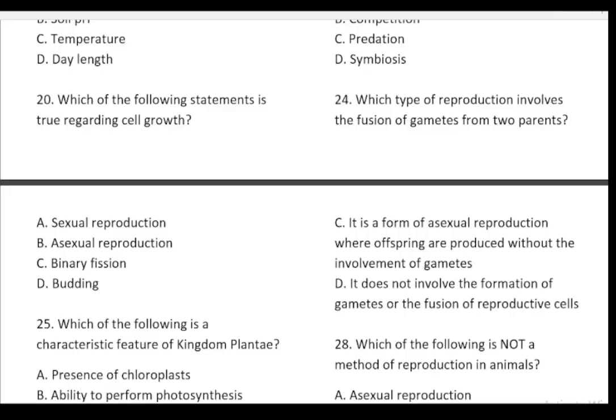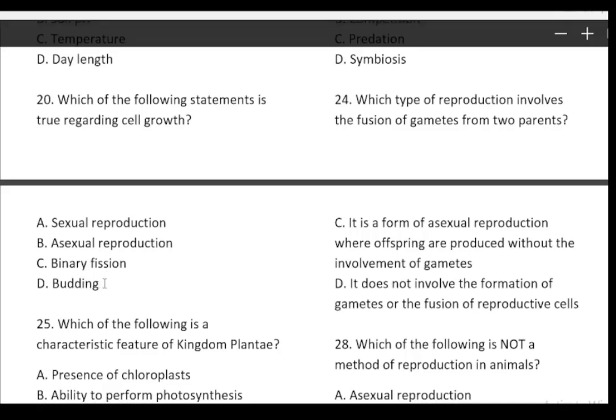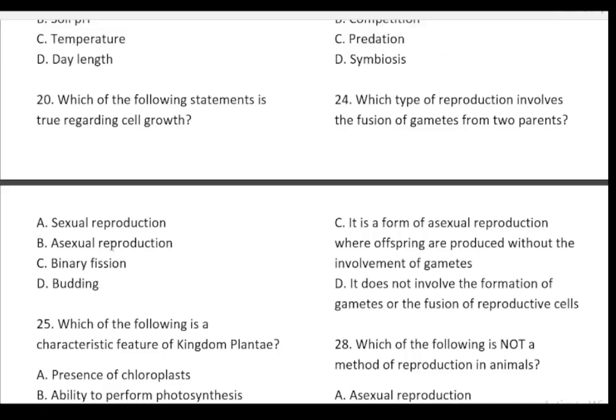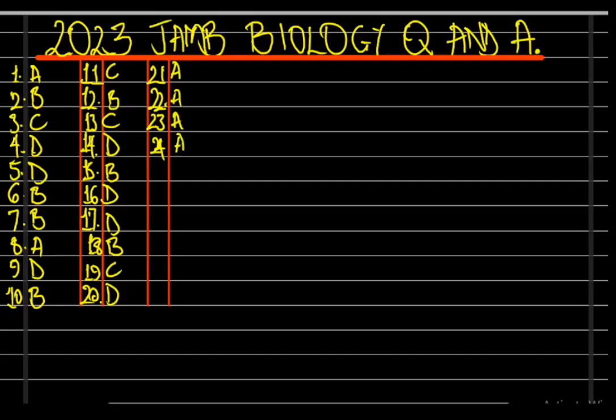So other examples, other options that we have here, like budding, binary fission, they are all examples of the asexual reproduction, which is from a single parent. But sexual reproduction is the answer that we are looking for. So that is option A. And then we move to question 25.